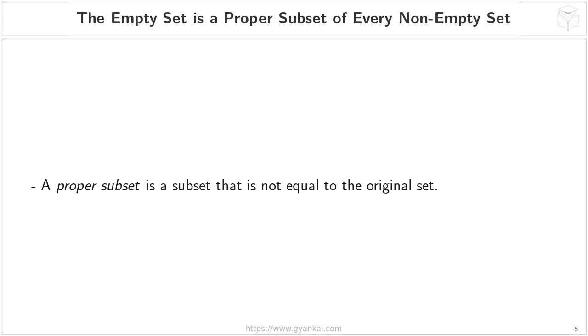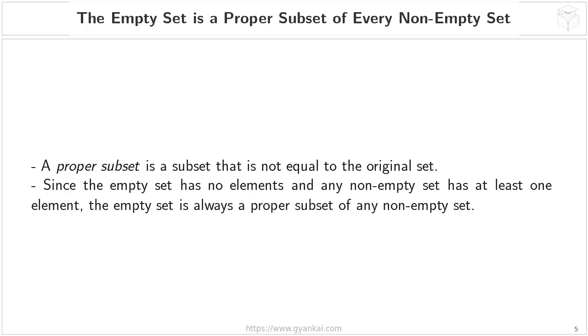Now, we're going to refine that idea a little bit and introduce the concept of a proper subset. A proper subset is simply a subset that isn't identical to the original set. So, if we have a set A, a proper subset of A would be a set containing only elements found in A, but it cannot be A itself. It has to be strictly smaller.